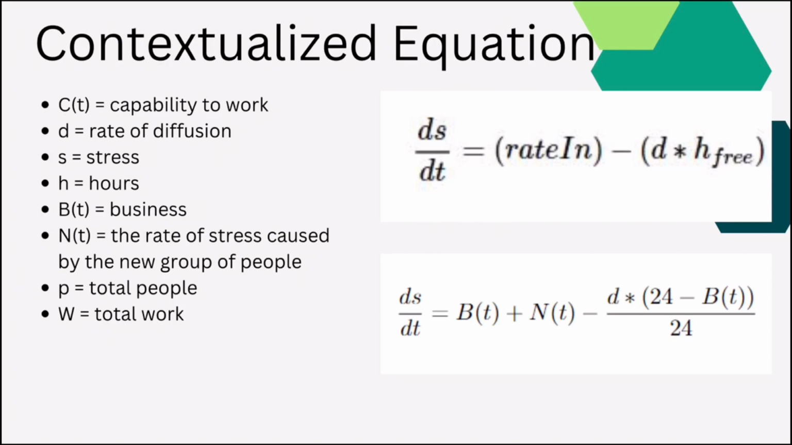The rate in was a little more difficult and depends on two functions. First is the busyness graph, which would be based on the schedules given. The second is the rate of stress caused by new people. The rate of stress caused by new people would decrease over time, but started out quite high.